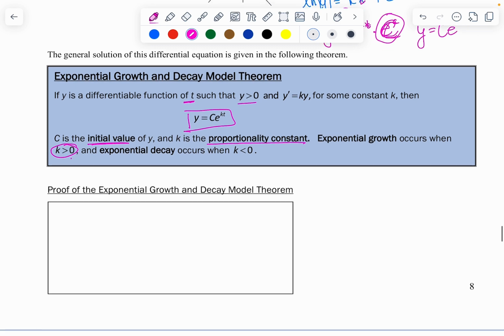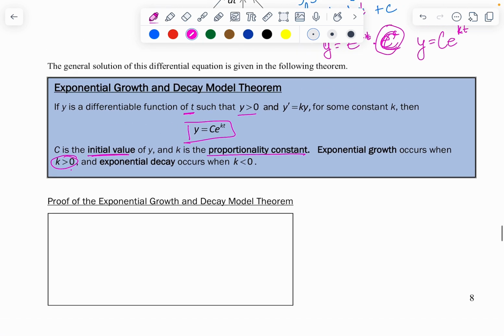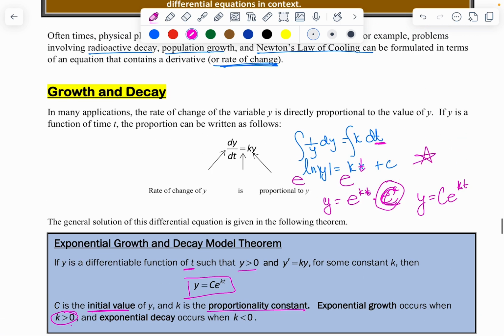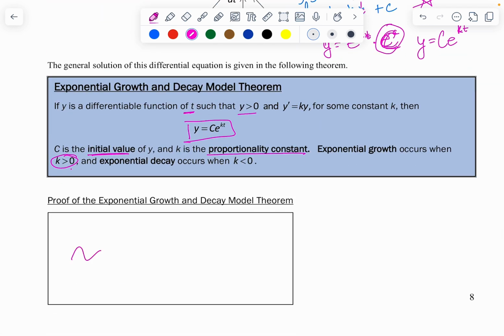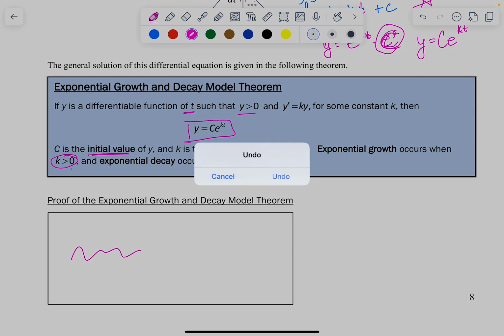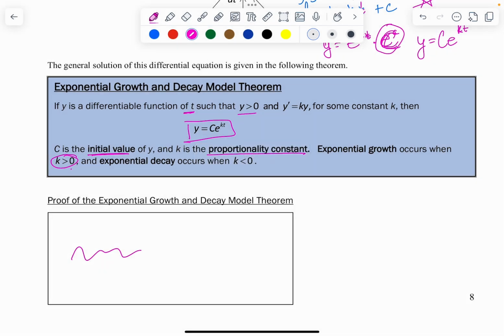So the proof of the exponential growth and decay model that I just showed is supposed to go in here. You're more than welcome to rewrite it in there.